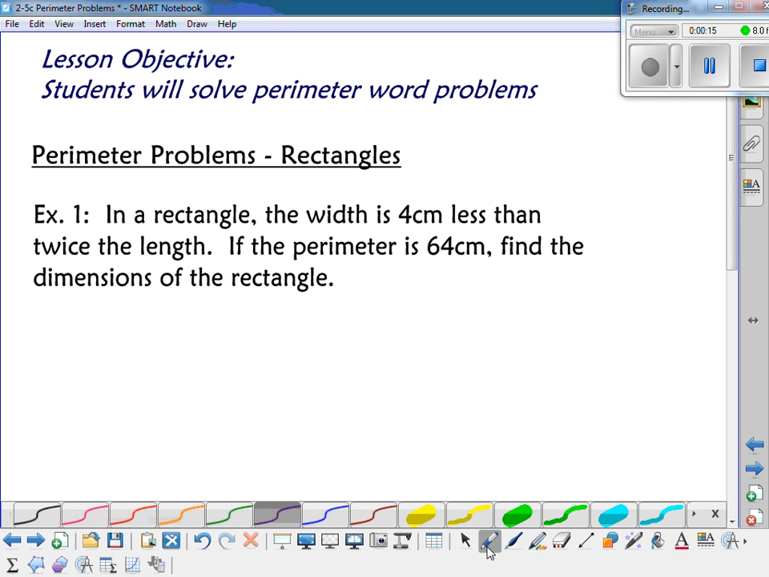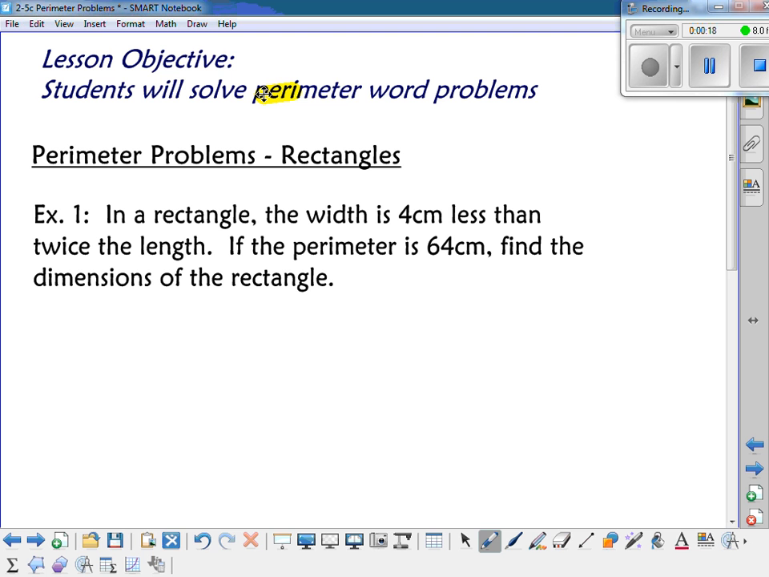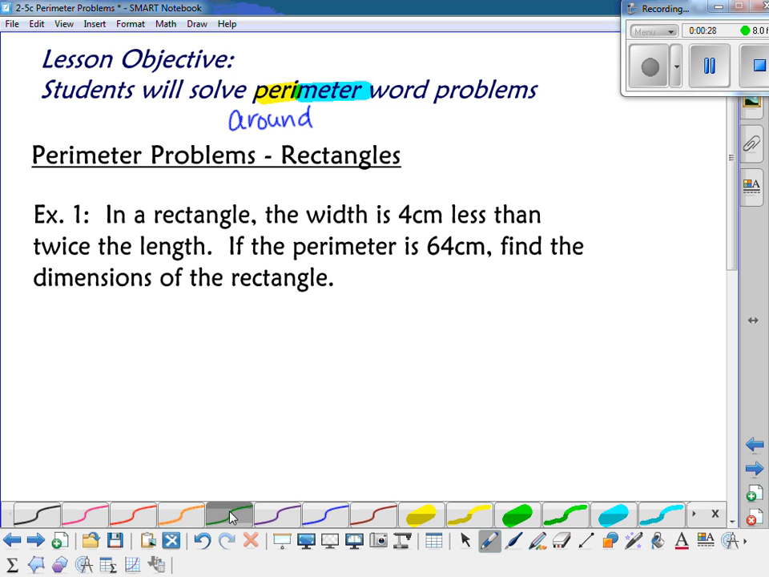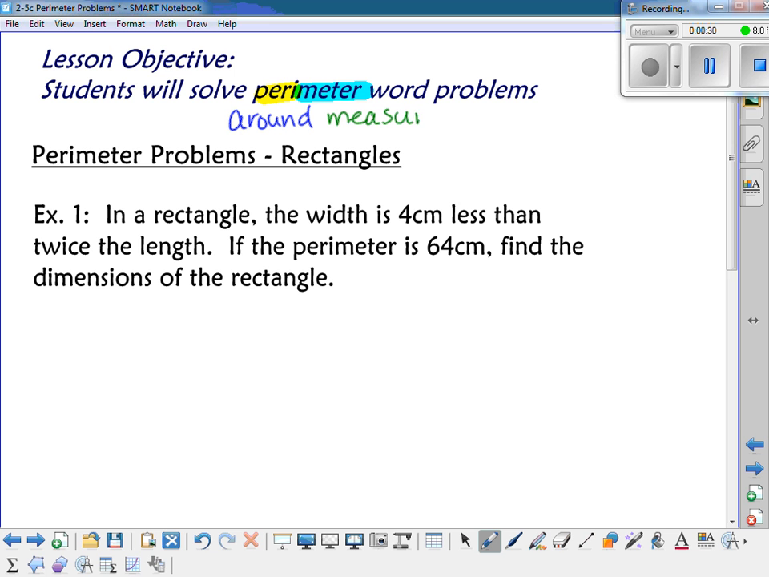First of all, let's look at the word perimeter. It's actually two pieces from Latin. Peri means around, and meter means to measure. So the perimeter is just measuring around the figure. We're just adding up the sides, right? You guys have heard about perimeter before?